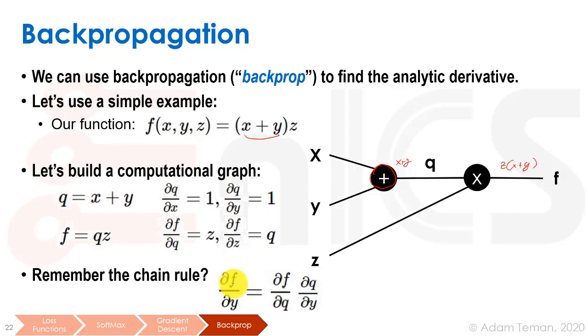And the chain rule says that if we want to know the derivative of the entire function with regard to y or with regard to x, we can use the chain rule. So df by dy is just df by dq times dq by dy. Now, we already know what df by dq is, that's this, and we know what dq by dy is, that's this, so we can apply the chain rule, and quickly we see that df by dy is just z.